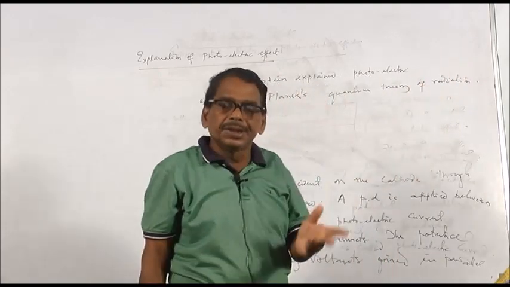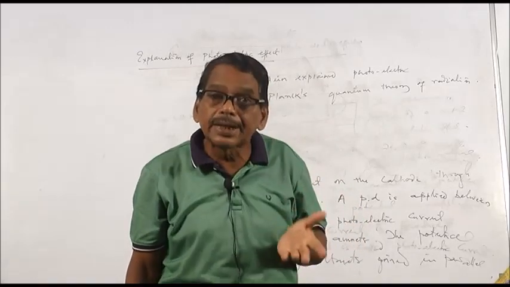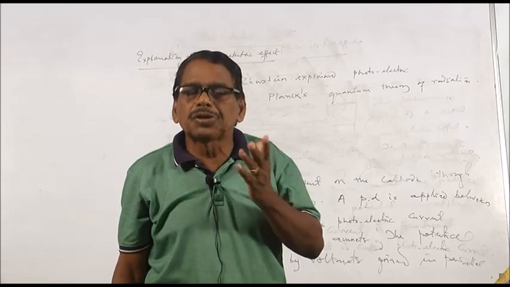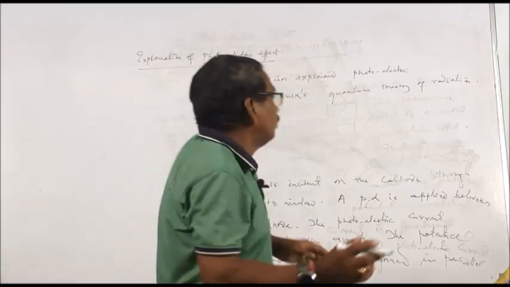According to this theory, radiation consists of small packets of energy. Each packet is called a photon, and the energy associated with each photon is h nu.